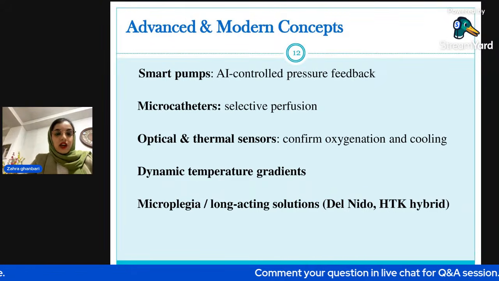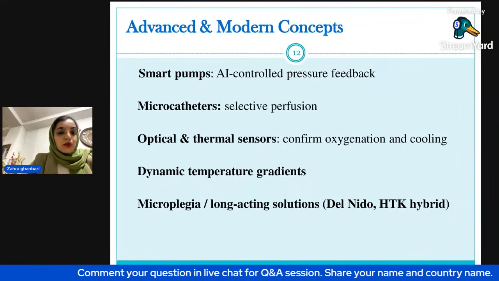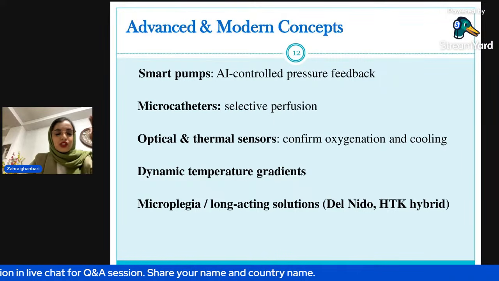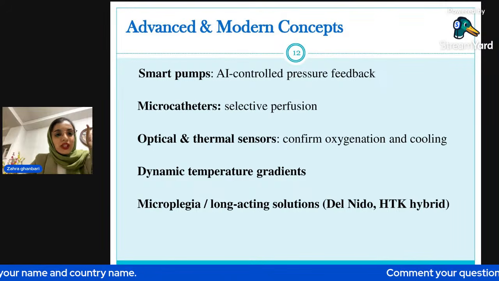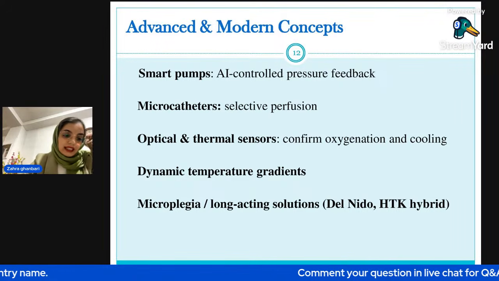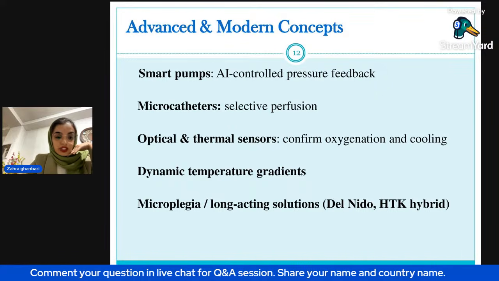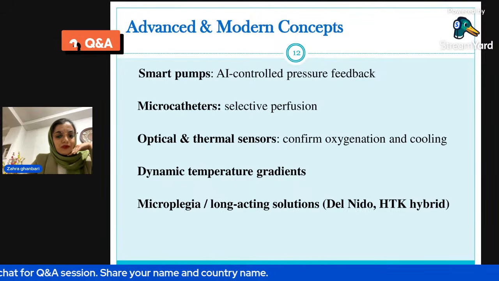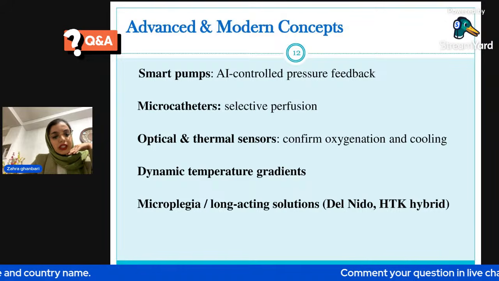Advanced and modern concepts. Number one is smart pumps. Smart pumps automatically adjust pressure and flow. And a microcatheter allows selective perfusion of a specific graft or myocardial region. Optical and thermal sensors monitor oxygenation and temperature in real time.